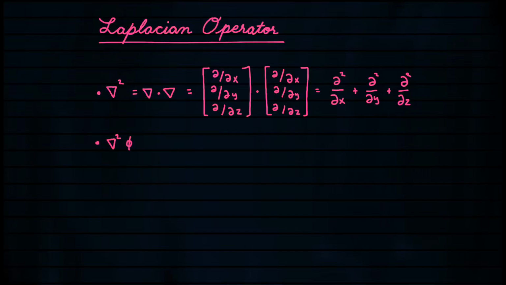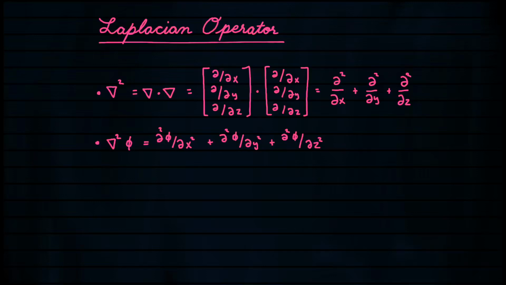So with scalar fields, we have our function phi, and we're basically just going to apply the second derivative of phi with respect to x, add the second derivative of phi with respect to y, and add the second derivative of phi with respect to z.